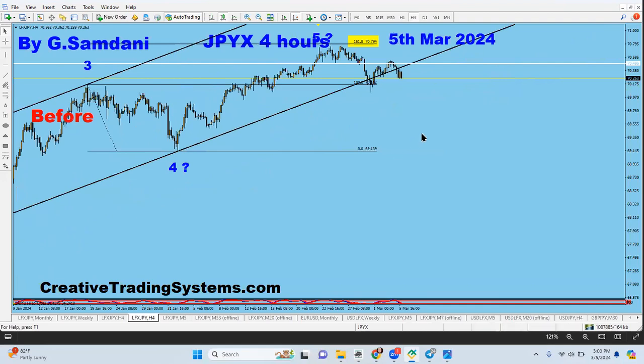Then it will go up for wave B, then it will come down for wave C, A, B, C. The correction is in A, B. We talk about correction in alphabets, not numbers, and the impulse wave in numbers. So this would be 1, 2, 3, 4, 5. Then A, B, small A, B, C, finishing wave B. Then 1, 2, 3, 4, 5, finishing wave C.